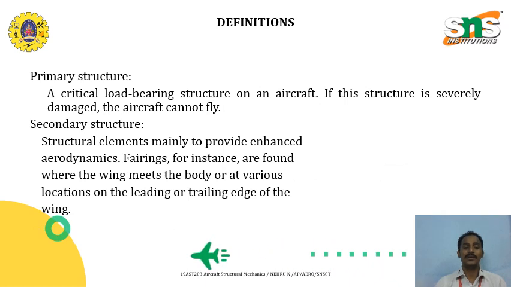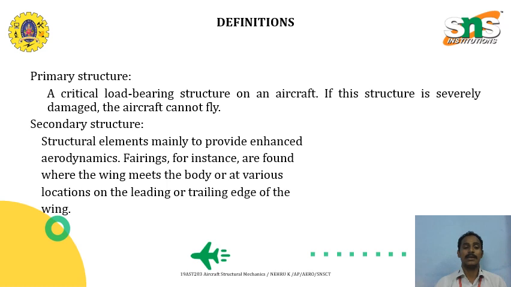So now coming to the definitions of primary structure and secondary structure. A critical load bearing structure on the aircraft, if severely damaged, means the aircraft cannot fly. Like if the engine is damaged, or if the wings are damaged, then this is the primary structure. If it is affected or fails, the entire mission will fail. So we call this kind of structure a primary structure.